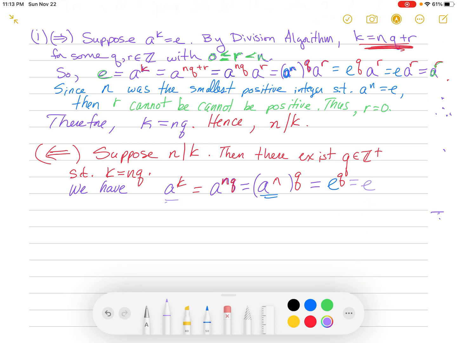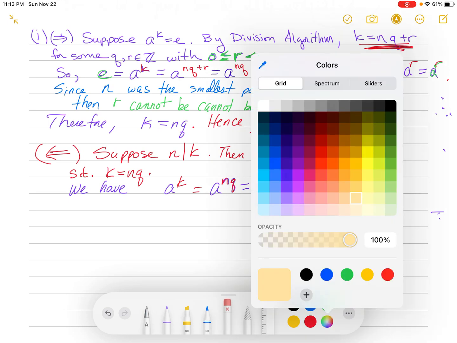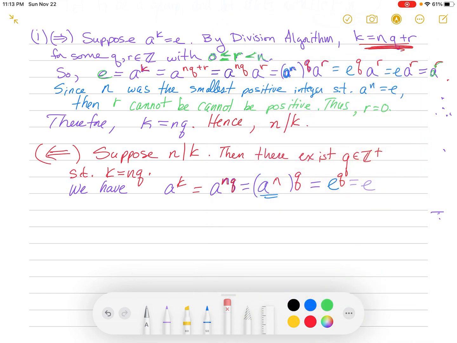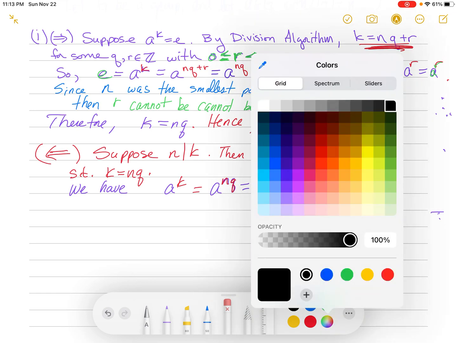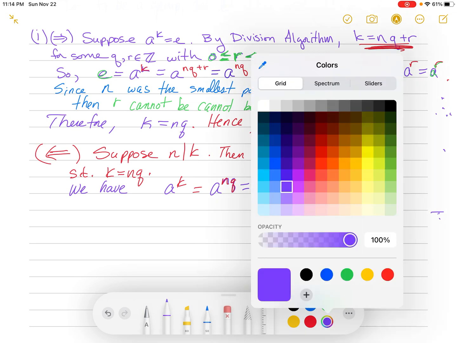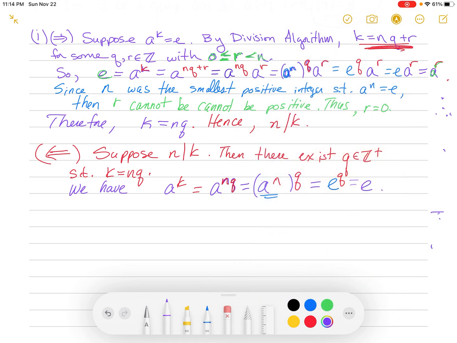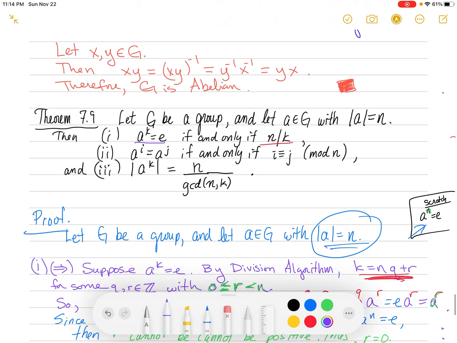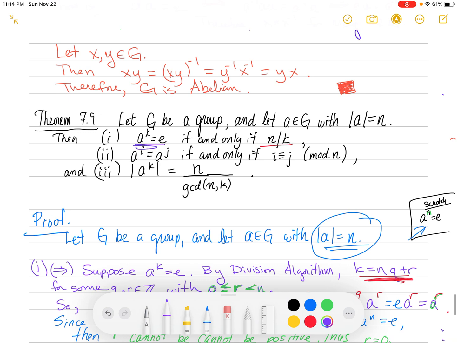So what do we have? We have a to the k right here equals e. And that's what we wanted to prove. We wanted to prove that a to the k equals e. That's it, right? We wanted to show that a to the k equals e.